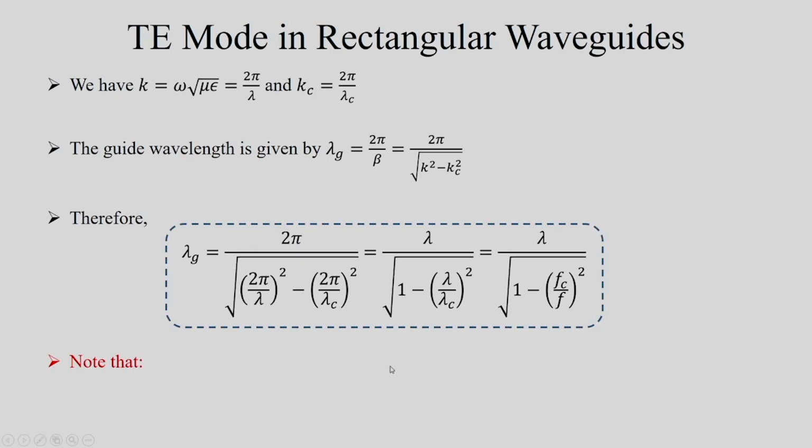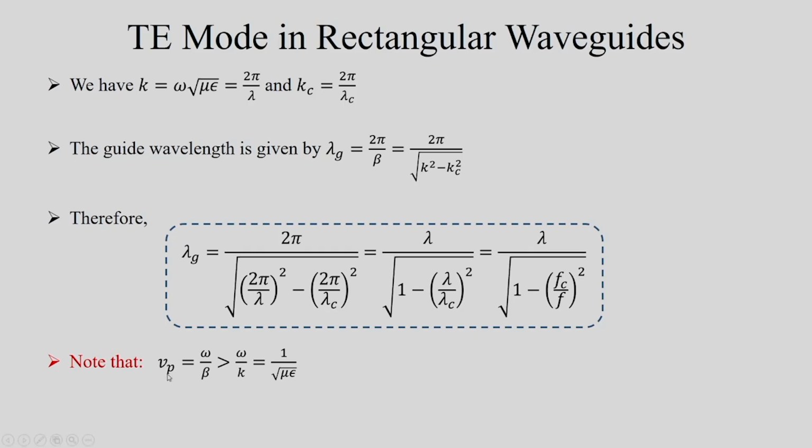Now, please note that fc will be less than f for a wave which is propagating within the waveguide, and therefore 1 minus (fc by f) whole square will become a fraction, and lambda g will be greater than lambda, where lambda is the wavelength in the dielectric media.